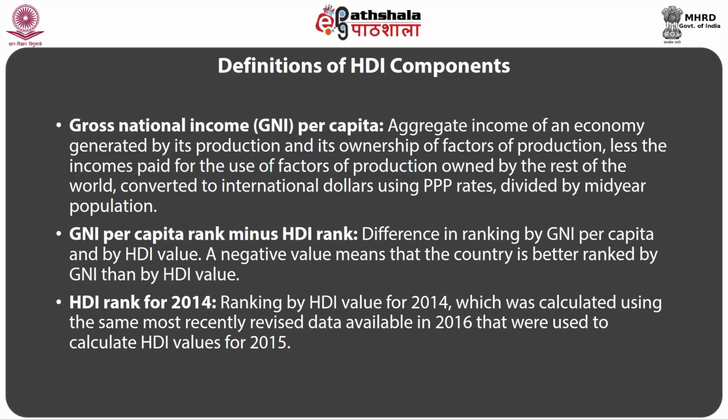GNI per capita rank minus HDI rank is the difference in ranking by GNI per capita and by HDI value. A negative value means that the country is better ranked by GNI than by HDI value. HDI rank for 2014 is the ranking by HDI value for 2014, which was calculated using the same most recently revised data available in 2016 that were used to calculate Human Development Index values for 2015.